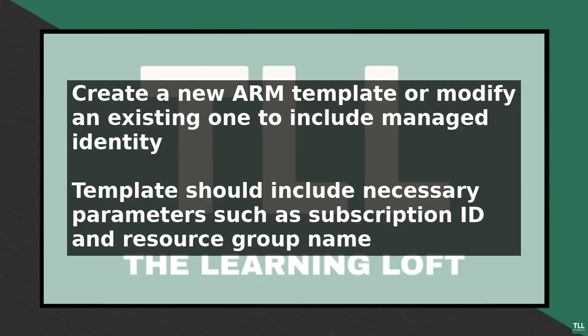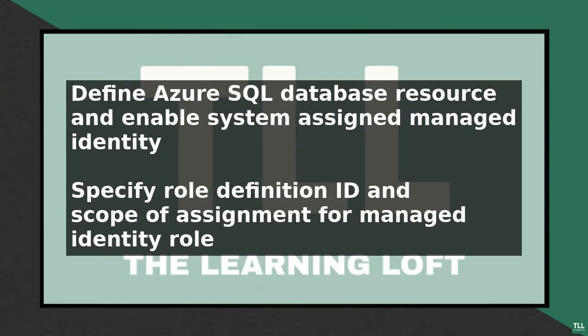Once you have defined all the necessary resources and role assignments, save the ARM template and deploy it to Azure using the Azure CLI or Azure PowerShell. You can use the az deployment group create command to deploy the template to a resource group.